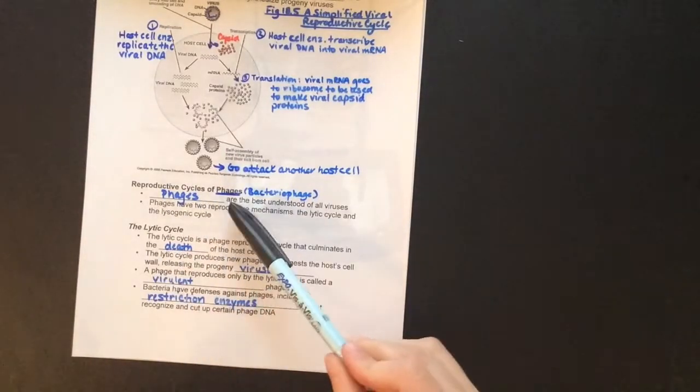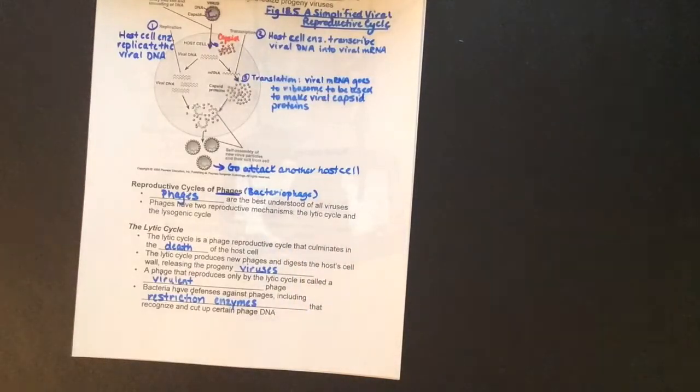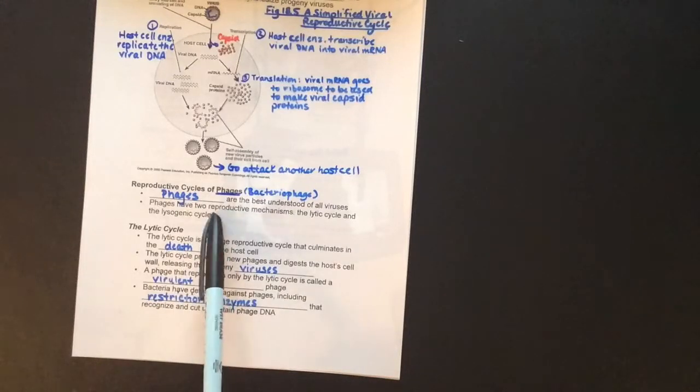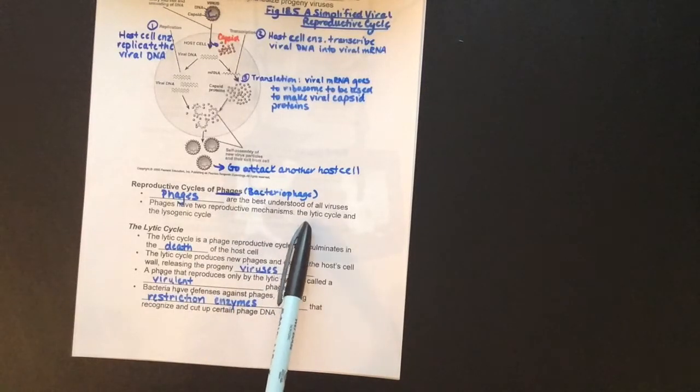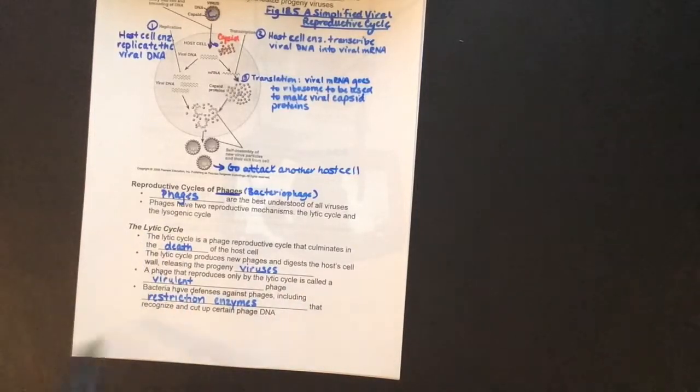So the reproductive cycles of a phage, which is, remember, short for a bacteriophage. These guys only infect bacteria. All right, they're the best understood of all viruses. The most research has been done on them, and they're unique in that there's two reproductive mechanisms called the lytic cycle and lysogenic cycle. And so let's look at both of these separately.